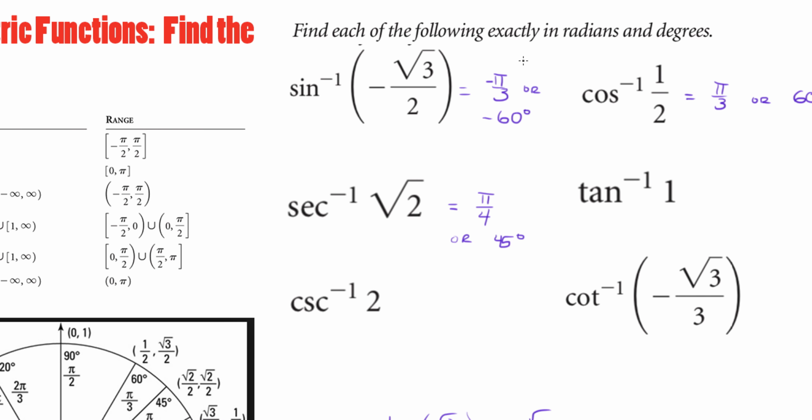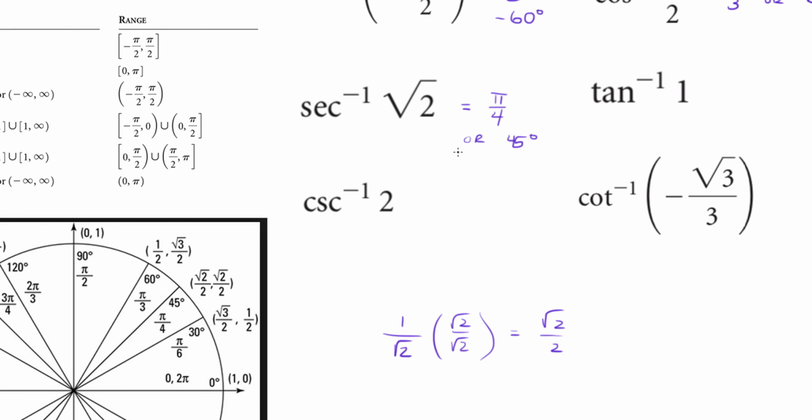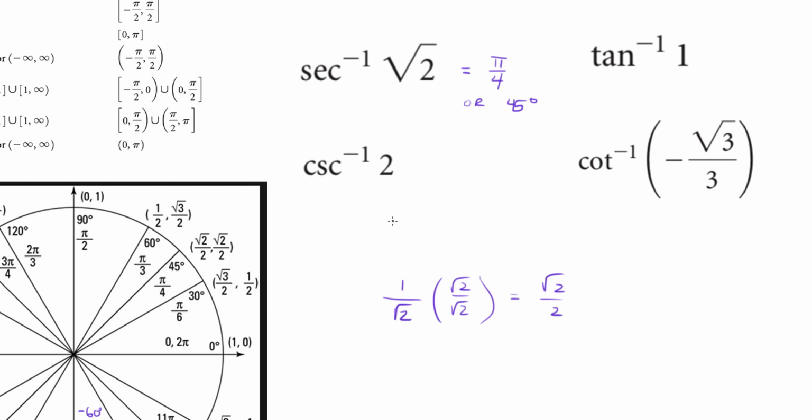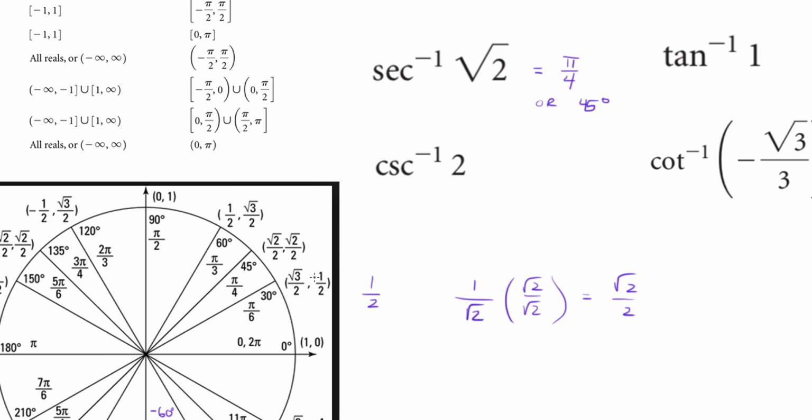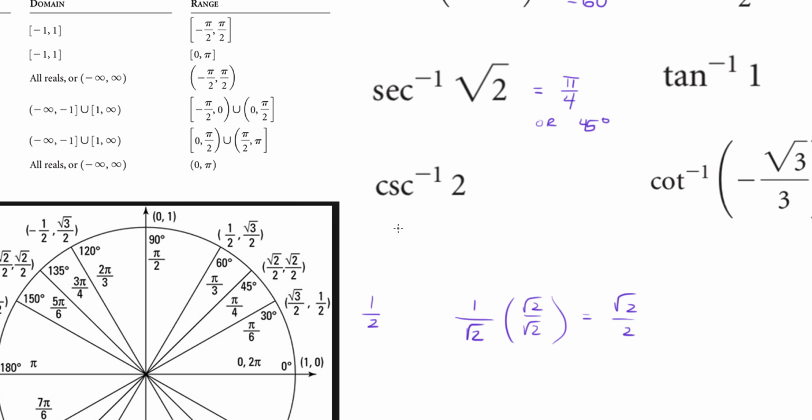Now, cosecant inverse of 2. Well, what's the reciprocal of cosecant? It's sine, right? So the reciprocal of 2 is 1/2. So where is sine equal to 1/2? Well, here. Okay. Which is going to be pi over 6 or 30 degrees.